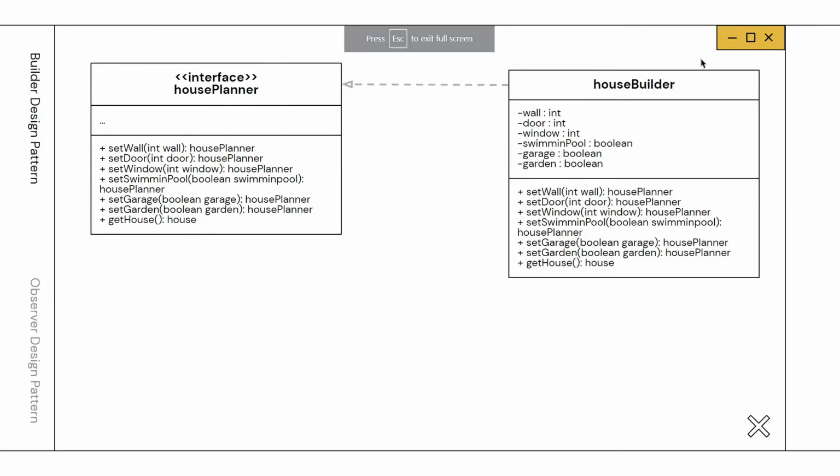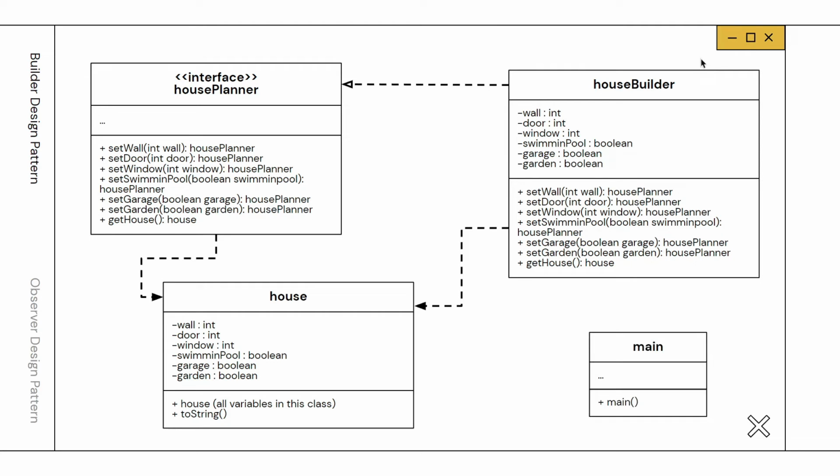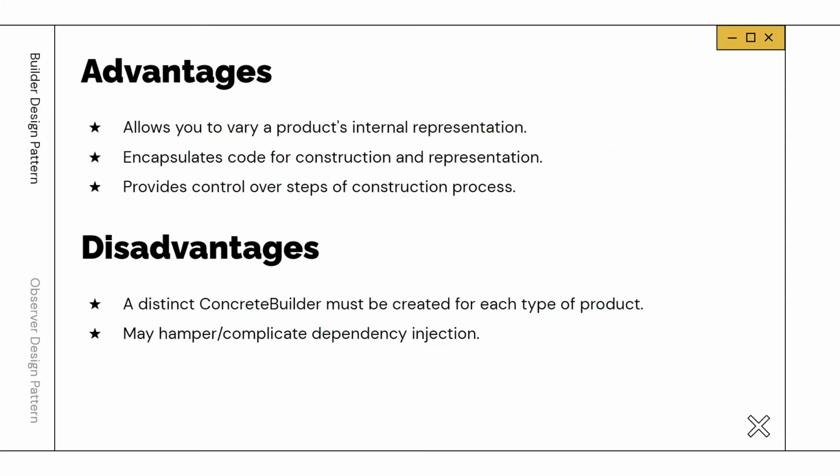Moving on to the next slide, the advantages of the builder design pattern are that it allows us to vary a product's internal representation. It encapsulates code for construction and representation. It provides control over the steps of the construction process. And the disadvantages are that a distinct concrete builder must be created for each type of product, and it may hamper or complicate dependency injection. So that's all for the builder design pattern.